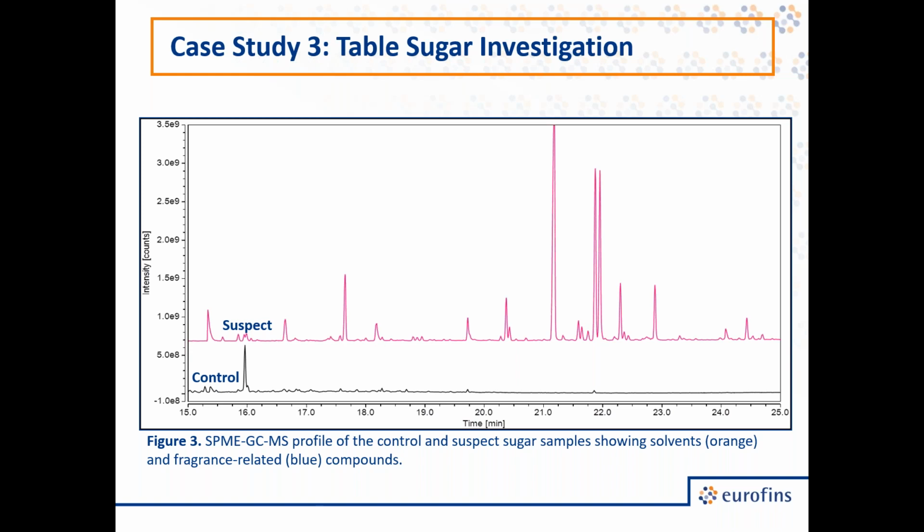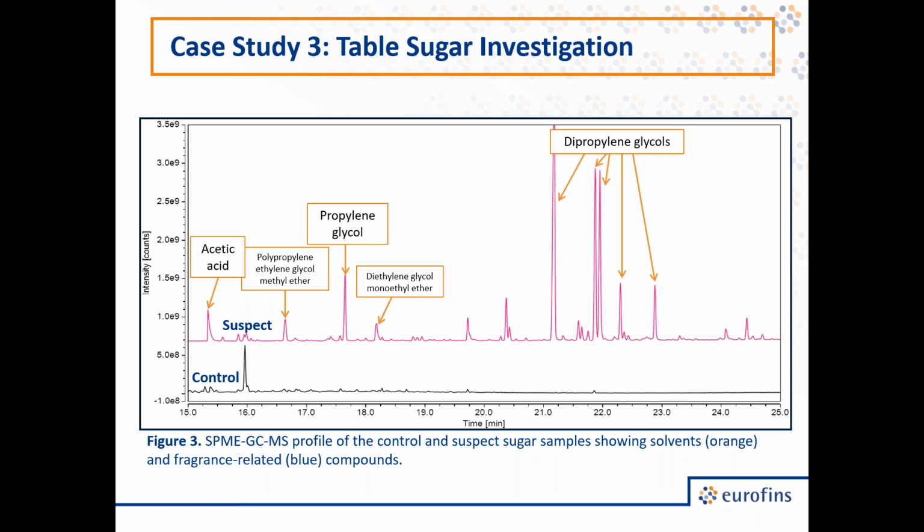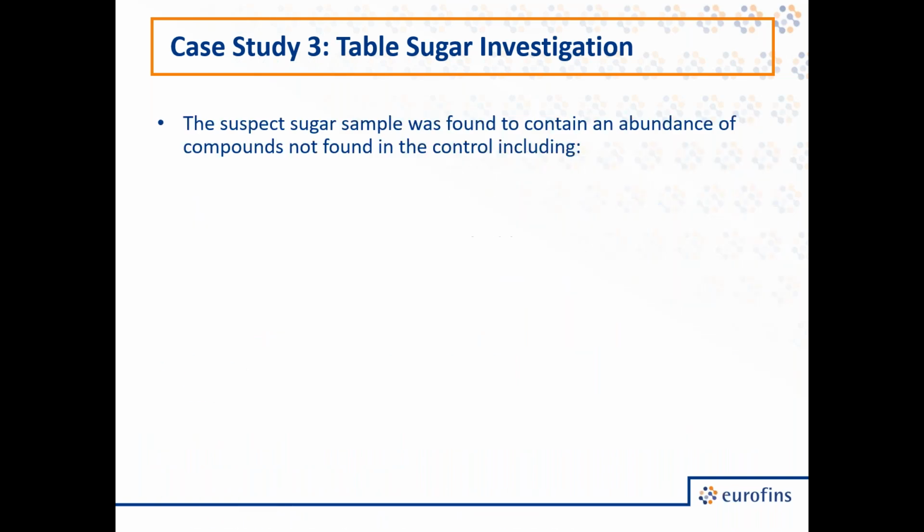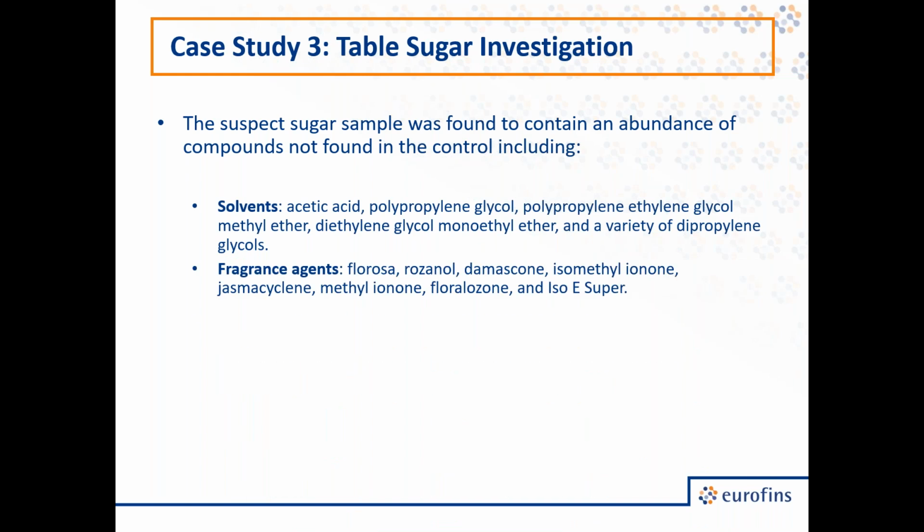And we were able to identify a lot of these. For instance, these peaks here were identified as solvents or related compounds, such as acetic acid, as well as a variety of different glycol-related products. We also identified a number of fragrances. These are reported to have floral-like fragrances. And so, as I mentioned, the suspect's sugar sample was found to contain an abundance of compounds not found in the control, including these glycols as well as fragrance agents.